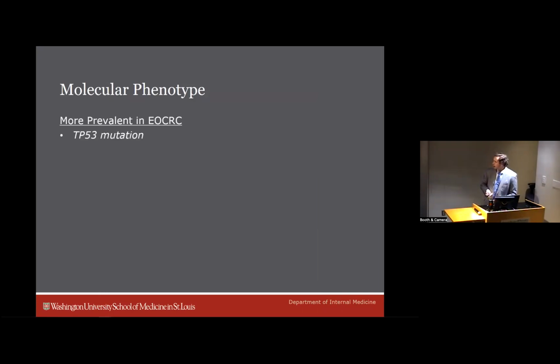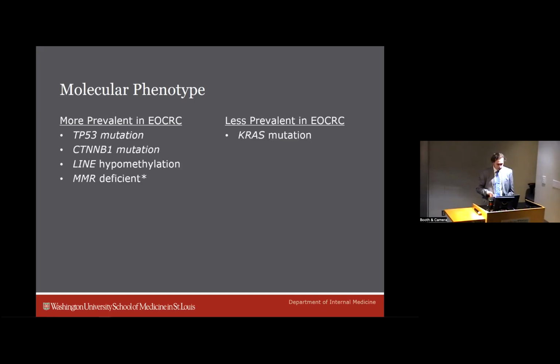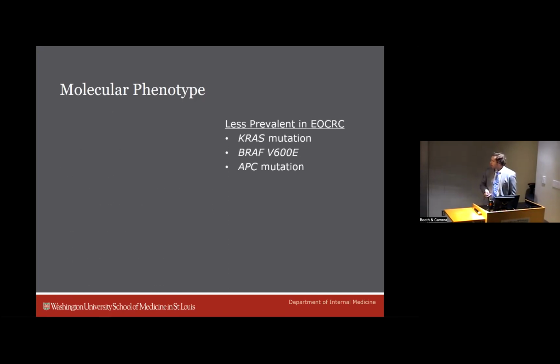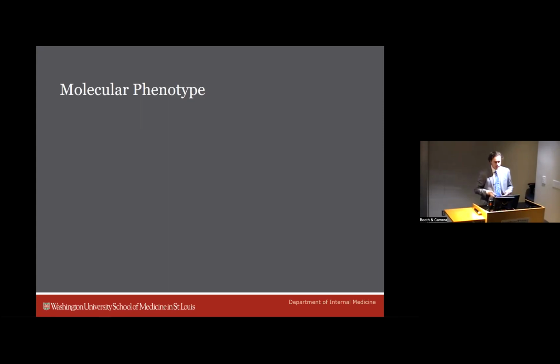So more prevalent, you might find studies that say TP53 mutation, mutation in the beta-catenin gene, LINE (long interspersed nuclear element) hypomethylation. And then MMR deficiency, though this is with a big caveat, because if you exclude those folks who have Lynch syndrome, the rates are actually pretty similar across age groups for MMR deficiency. And then less prevalent, you might see less KRAS mutation, less specific BRAF V600E mutation, APC mutations. And I will say all of this should be taken with a large helping of salt, because at the end of the day, a lot of these differences are small on the absolute level and not super reproducible across studies.